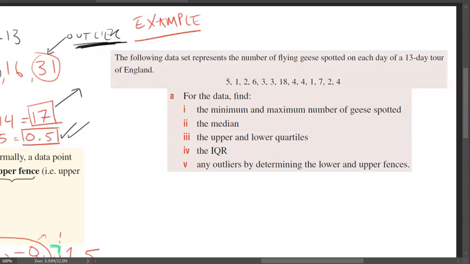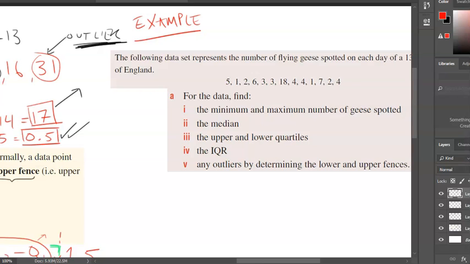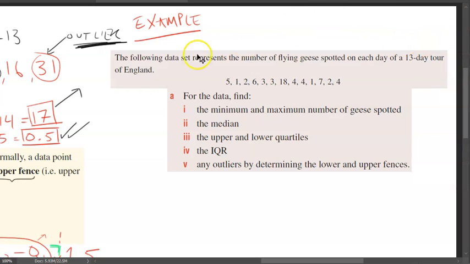All right, we have got an example right here, which was taken straight from the textbook. Here we go. Okay, so this example here: the following data set represents the number of flying geese spotted on each day of a 13-day tour of England.